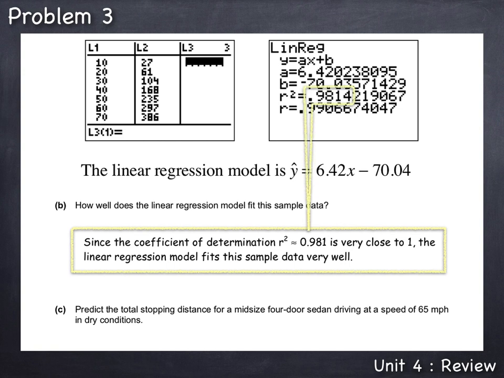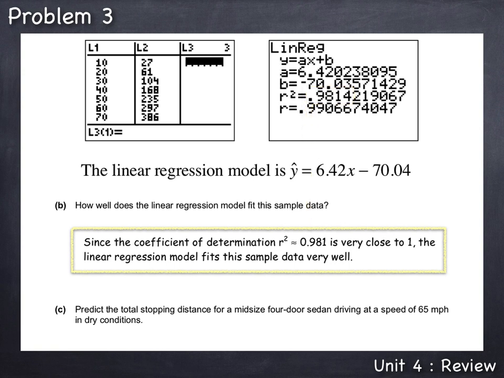And since the coefficient of determination, r-squared, which equals 0.981, is very close to 1, we can conclude that the linear regression model fits the sample data very well. The closer r-squared is to 1, the stronger the relationship, and the better the fit of the model. The closer r-squared is to 0, the weaker the relationship, and the less well-fitting the model is.